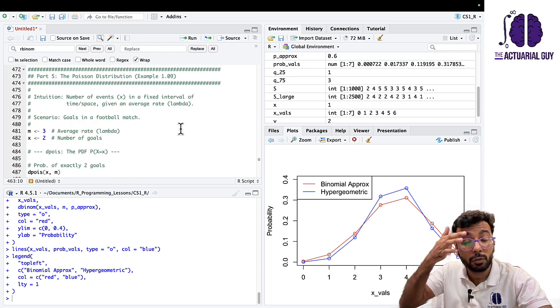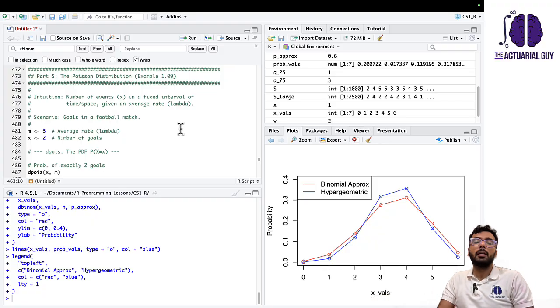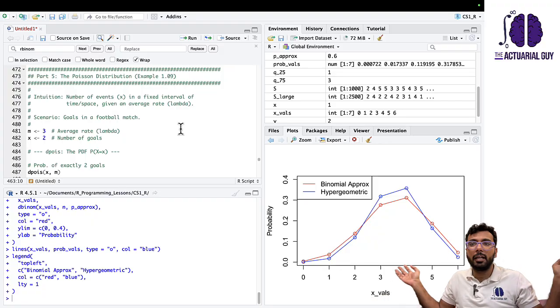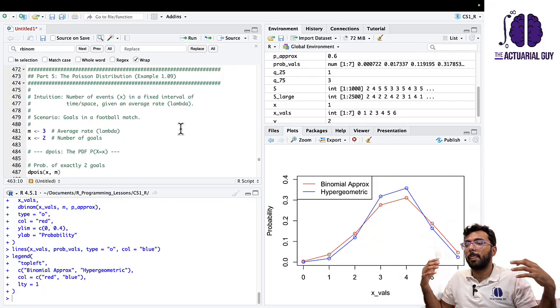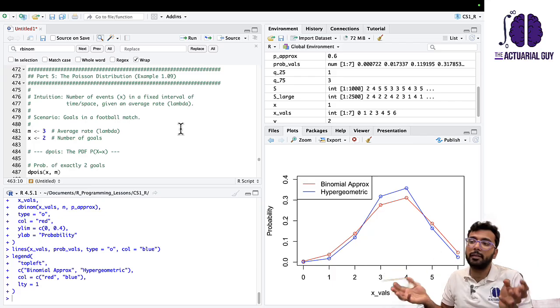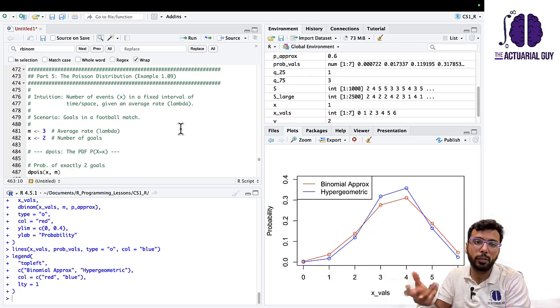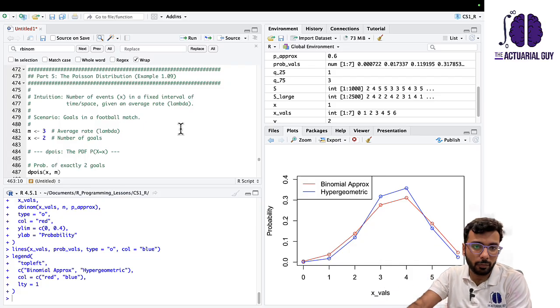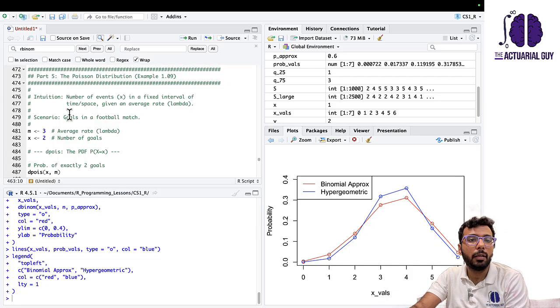Next is your Poisson distribution. Now Poisson, we know what Poisson is. It's basically when you have an infinitely large number of trials, right? So you're just observing events that are happening at a constant rate for a certain duration of time, and you want to figure out what is the probability that you will notice a certain number of events, right? So for example, goals in a football match.